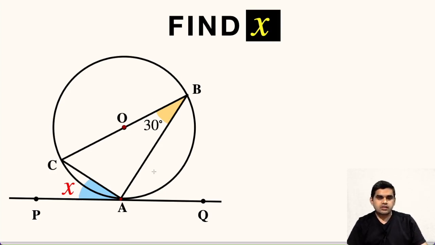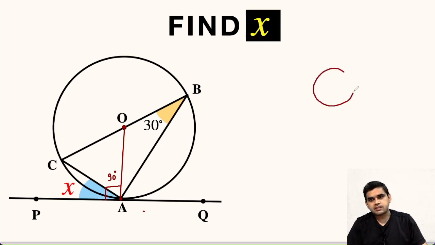X. So in order to solve this question, first of all, we need to do one construction here. The construction is to join points O and A. So now angle OAP will be 90 degrees. What is the reason? It is because of a theorem.